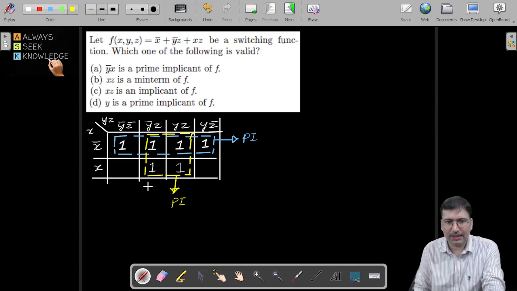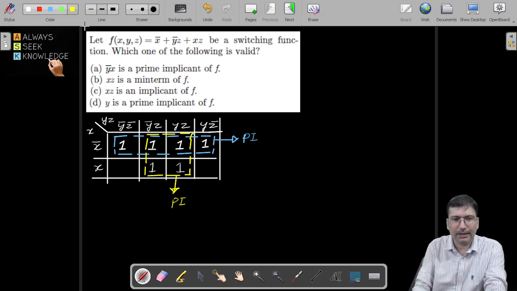Now what is the essential prime implicant? In any of the groups, if any of the ones is not part of more than one grouping, or more than one prime implicant, then we can say this particular group represents an essential prime implicant also. Okay, so here they are asking only in terms of prime implicant, so let's conclude it in terms of prime implicant.